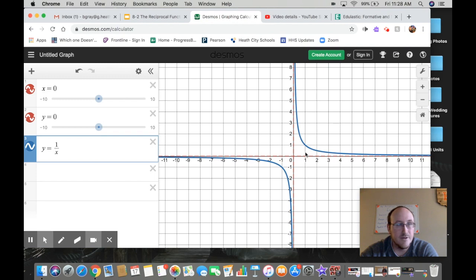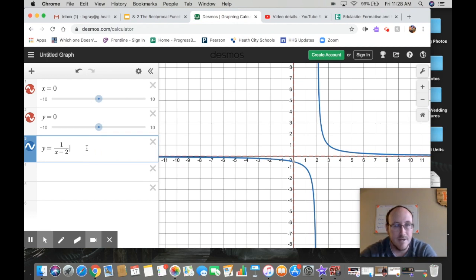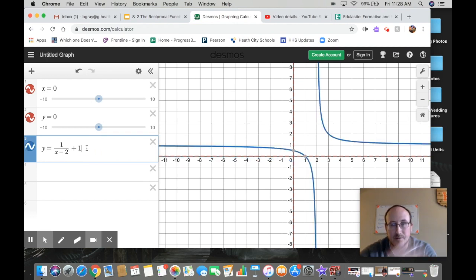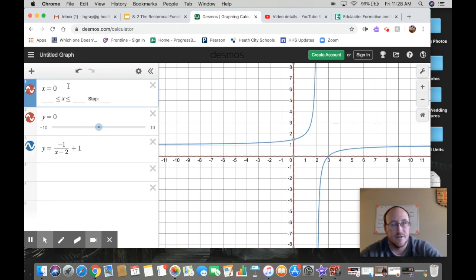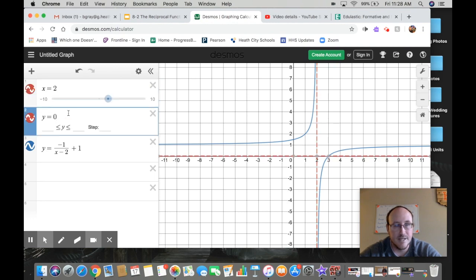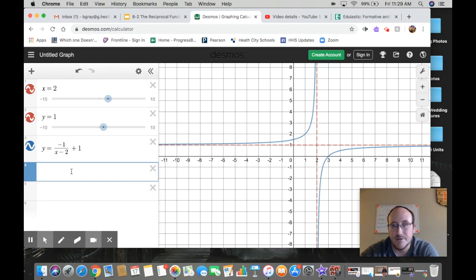If I wanted to do a bunch of different things all at the same time, maybe I wanted to go right 2 units, so I put a -2 in the denominator. Maybe I want to go up 1 unit, so I put a +1 at the end. Maybe I wanted to have a reflection over the x-axis, so I put a negative out in front of that, and that would move the asymptote lines. Since I went right 2 units, I would have an x equals 2 asymptote there, and since I went up 1 unit, I would have y equals 1 for the horizontal asymptote.